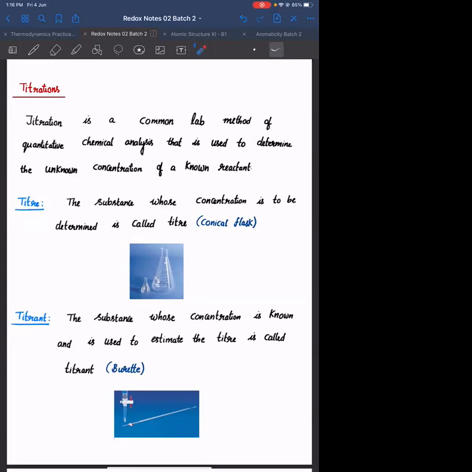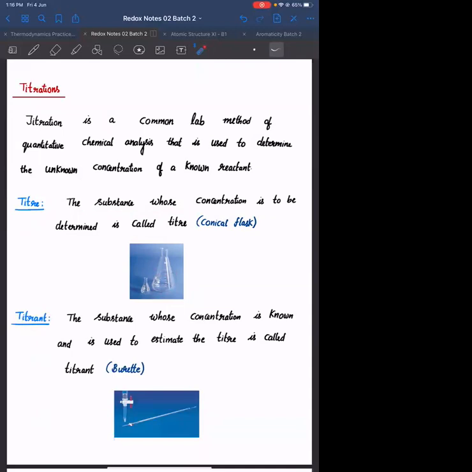Okay. So what we are going to do is, first of all, let us see the definition of titration. Titration is a common lab method of quantitative chemical analysis that is used to determine the unknown concentration of a known reactant. Okay, वो reactant क्या है हमें पता है, but उसका concentration हमें नहीं पता है. Okay, so in any titration we have two things, titer and titrant. Titer मतलब the substance whose concentration is unknown. The substance whose concentration is to be determined is called as titer. The titer is taken in conical flask.